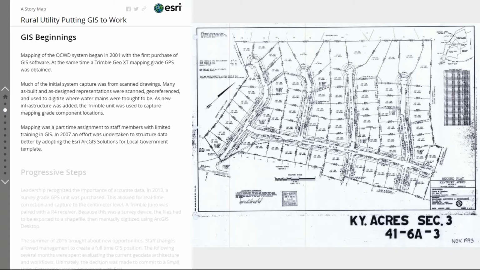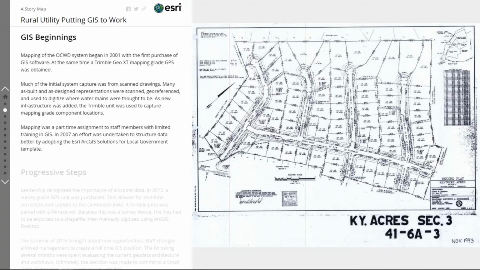But we continually look for those ways to be able to do that. So we take our infrastructure very seriously. We're constantly evaluating what systems need to be updated and improved. And we started looking at GIS in the early 2000s, Oldham County Water did.